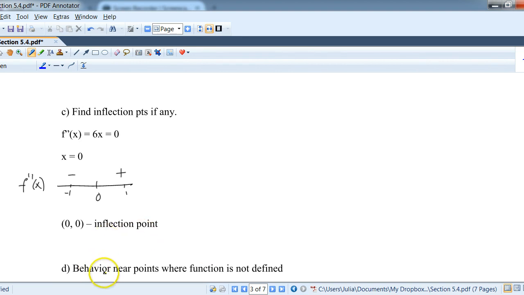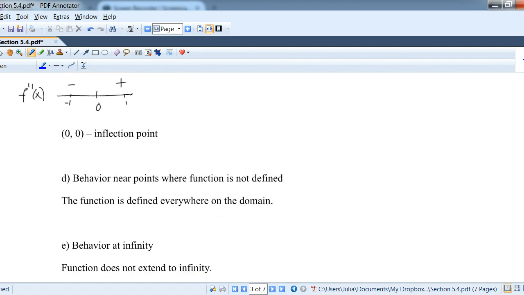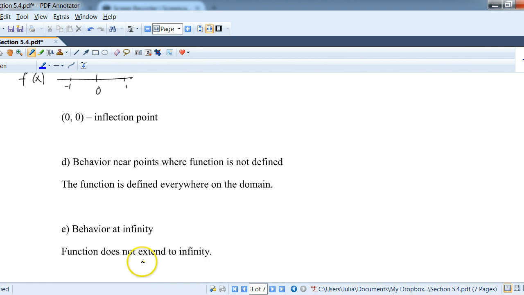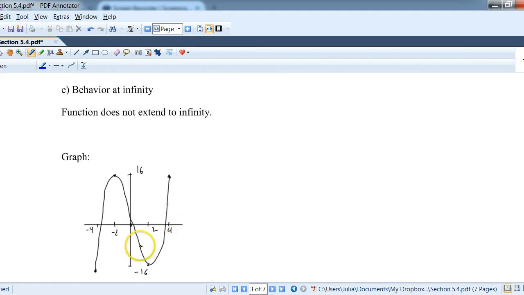But anyway, moving on, behavior near the points where the function is not defined. Well, the function is defined everywhere in the domain because we have a polynomial. It's not a rational function. Behavior at infinity: we have endpoints, negative 4 and 4, so the function does not extend to infinity. I plotted all the points, negative 4, negative 2, 2, and 4, and I approximated the x-intercepts. Really, it should go through (0, 0). And then I approximated about negative 3.5 and 3.5. So that's the sketch of the graph.